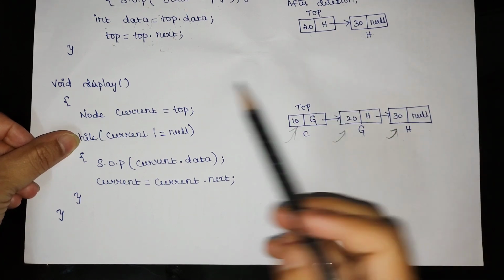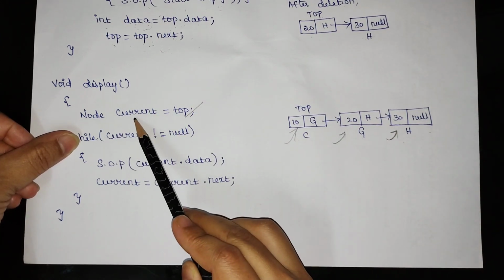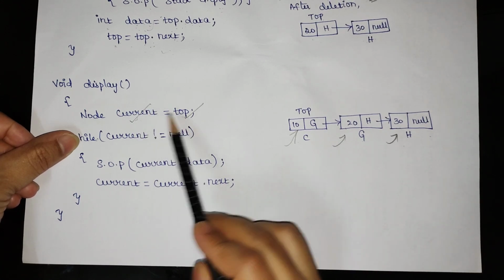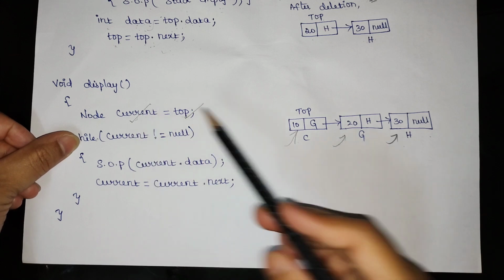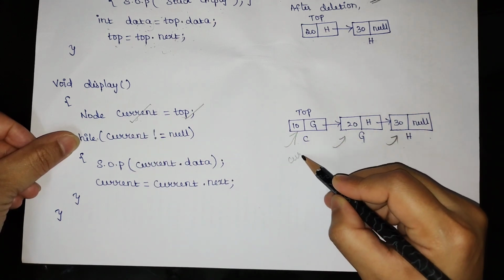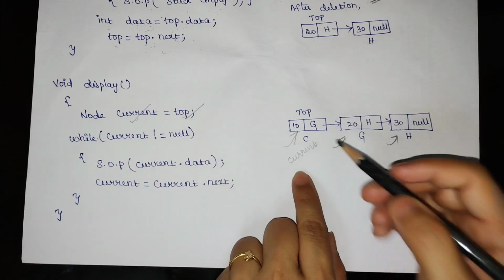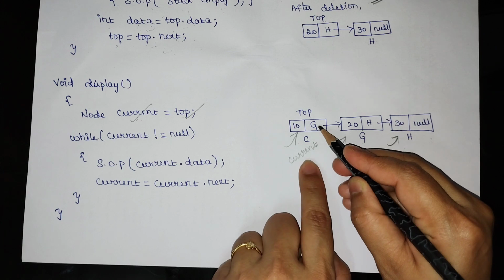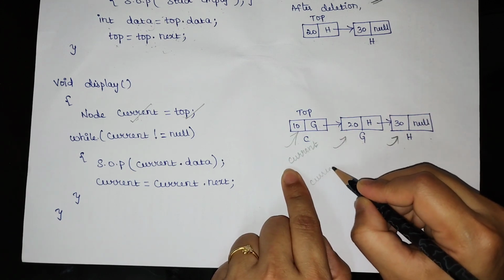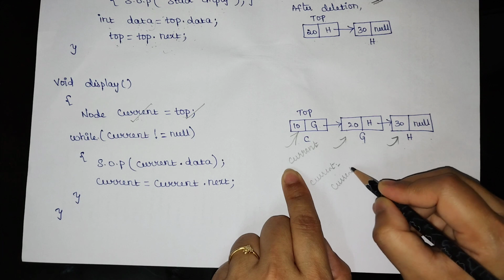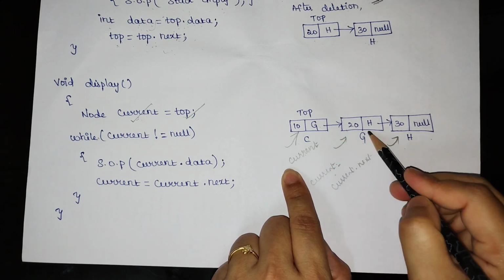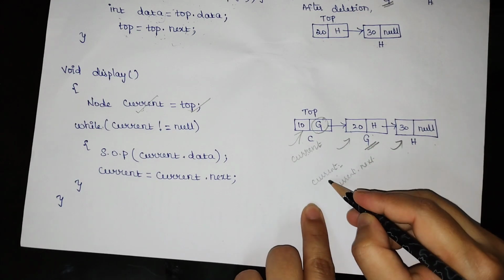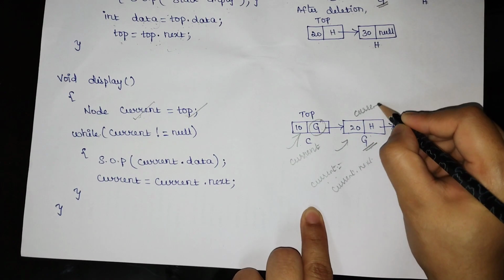Starting from top, here I have assigned my top to a new node called current. I created a new node called current, and I assigned top to current. Now I'm going to traverse. This is my current node. When I want to visit the next node, I can just assign current dot next to current. If I assign current is equal to current dot next, I'm moving from this place to this place. What is current dot next? G. Where is G? This one. Now I'm assigning this one to current, so this becomes my current node now.